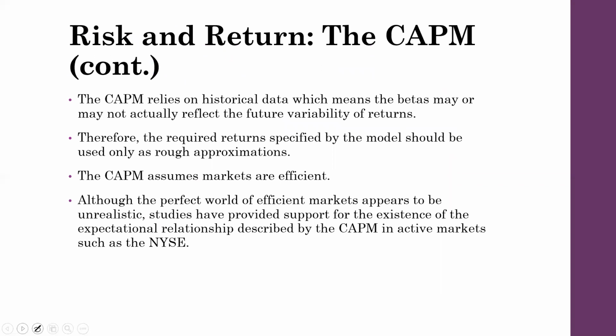CAPM really relies on historical data, which means the betas may or may not actually reflect the future variability of returns. So it's based on history. The model should only be used for approximation. CAPM assumes markets are very efficient.